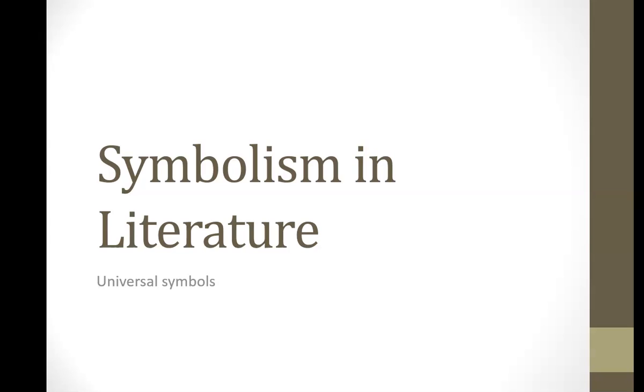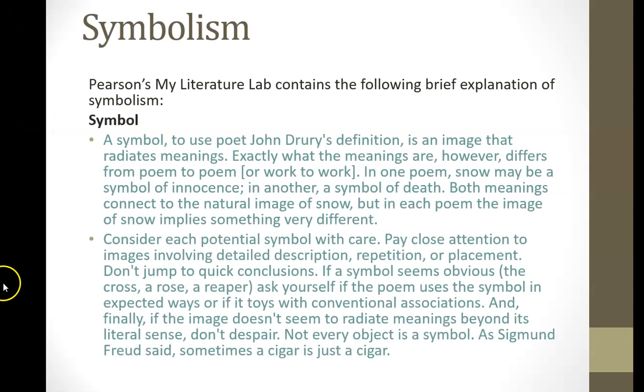So first, let's work with the definition of symbolism. Now, I got this particular definition from a system that we used to use in English 1102 called MyLiteratureLab, and this is its explanation. A symbol, to use poet John Drury's definition, is an image that radiates meaning. So there are layers of meaning. There's depth to it. Exactly what the meanings are, however, differs from poem to poem or work to work. In one poem, snow may be a symbol of innocence, and in another a symbol of death. Both meanings connect to the natural image of snow, but in each poem, the image of snow implies something very different.